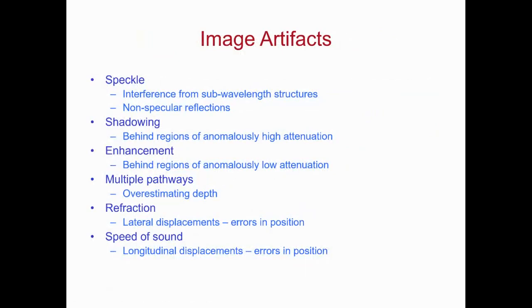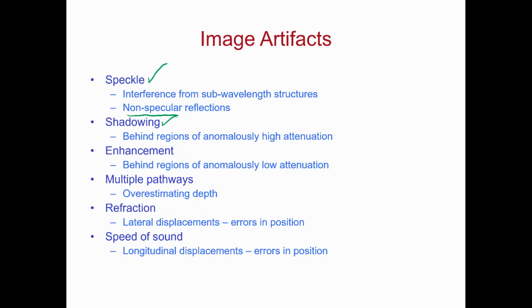Lastly, I want to talk about artifacts, which are things that show up in the image that are not there. So here are five artifacts I want you to know. Speckle, we talked about before, is non-specular reflections, interference from sub-wavelength granular structures in the tissue. Clinicians can actually use that to tell something about the tissue because it looks like static, but it's actually repeatable. It's not really static.